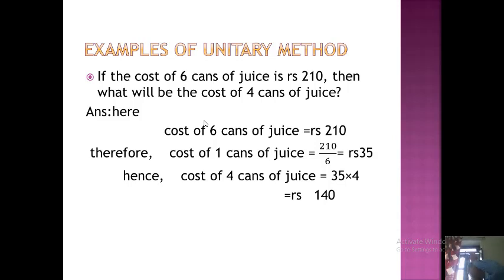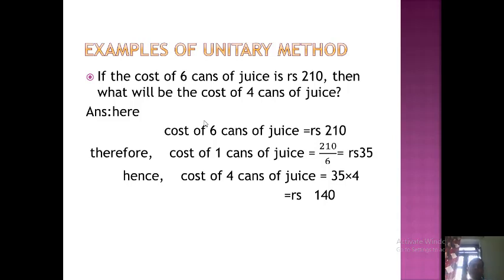So in unitary method, we learned that first we find the value of a single quantity, and once the value of a single quantity is found out, we go on to find the value of multiple quantities. In this question, the relation between cans of juice and cost was given. The cost of 6 cans of juice was rupees 210, and we had to find out the cost of 4 cans of juice.